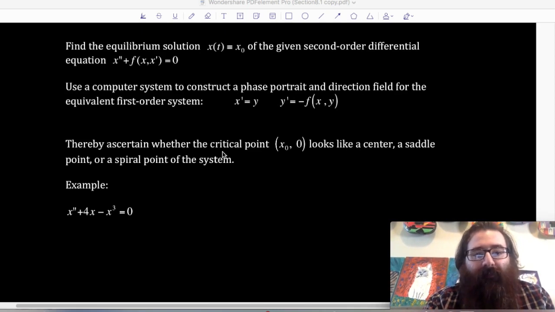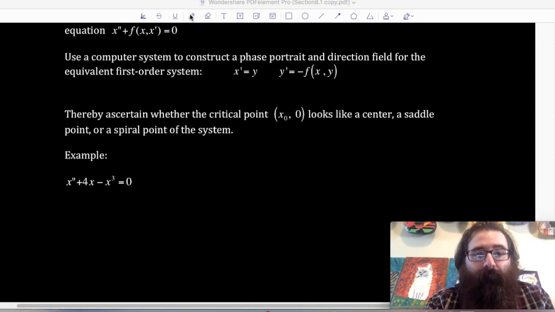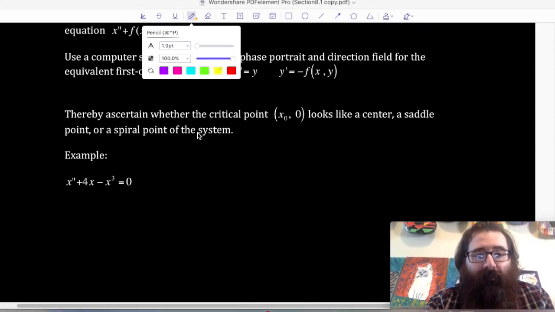Thereby, we'd like to ascertain whether the critical point at whatever the x value is, comma 0, so we're being told the y value is 0, looks like a center, a saddle point, or a spiral point of the system, and that would be after we look at a visualization. And let's go ahead and take a look at this first example.